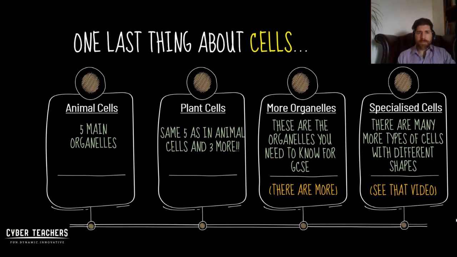So in summary, animal cells have 5 main organelles, and the plant cells share these same 5 organelles, and they've got 3 more that you need to know. For GCSE biology, you need to know that there are more organelles in each cell. However, these are the ones that you need to know to pass your GCSEs. Don't be surprised if you do your own research and find out that there are more, but you don't need to know about them at this stage. And specialized cells, there are many more types of cells with different shapes. I've made a video on specialized cells, so you can check that out as well.